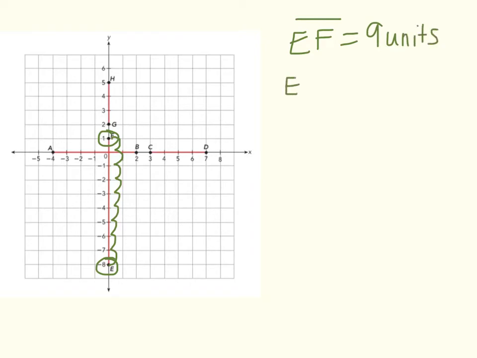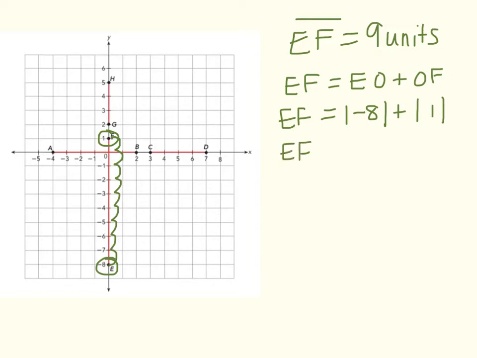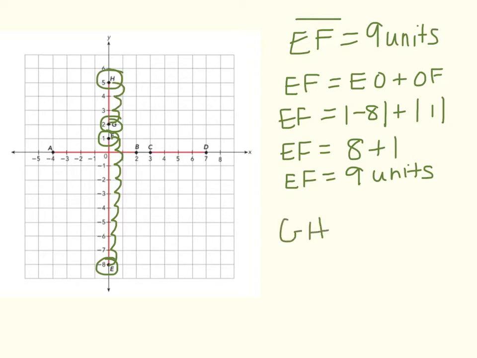Once again, we can find the length of line segment EF by adding our points together. So EF can equal the absolute value of -8 plus the absolute value of 1, which will give us 8 plus 1, or EF equals 9 units. Now let's take a look at GH. Point G is at 0, 2. Point H is at 0, 5. We are 1, 2, 3 units apart, so line segment GH has a length of 3 units.